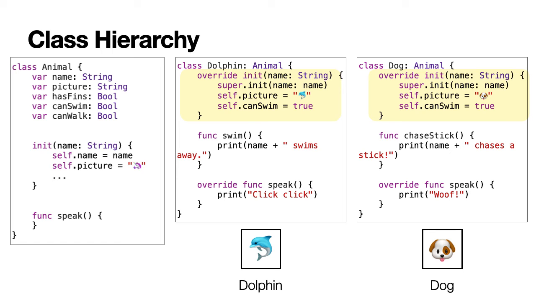In our more specific classes, like a dog or a dolphin, we use the override keyword to create an initializer, and then use the super keyword to call the superclass's init method. This lets us use inheritance to take advantage of those properties that are defined elsewhere, like on our animal class here. You'll see that we don't have to declare them inside of our subclasses like our dolphin or our dog. We can add specific behavior or properties for each class blueprint that are special only to those types. For example, a chase stick function on a dog is a behavior special only to our dog class.